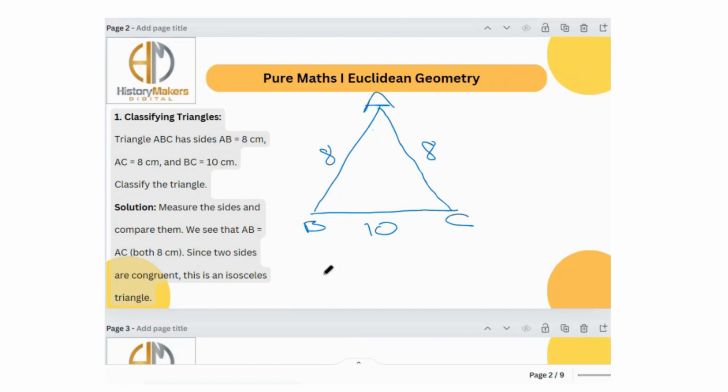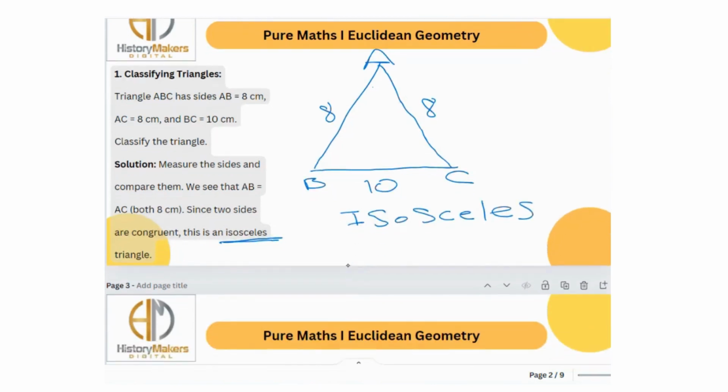classify the triangle. So we know from what we have learned, the theorem, that there are different types of triangles and they have names. Now this particular one, where we measure the sides and compare them, we see that AB is equal to AC, both. Since two sides are congruent, this is an isosceles. So let's remember that from what we've just learned. So what we're having here is an isosceles, because of the two sides that are equal. Okay, I hope you remember that.